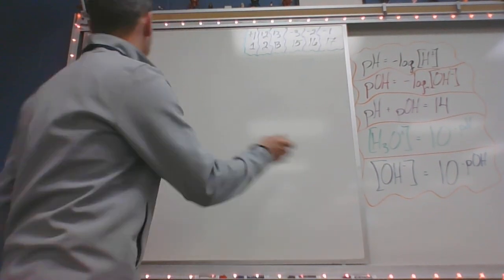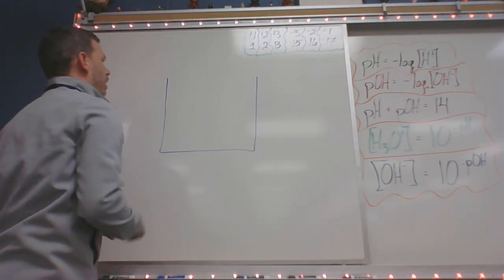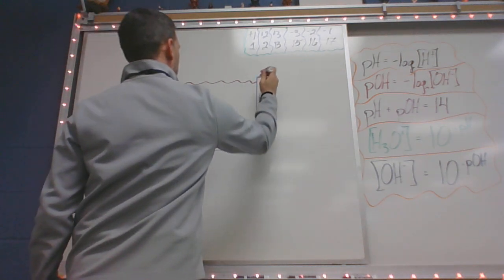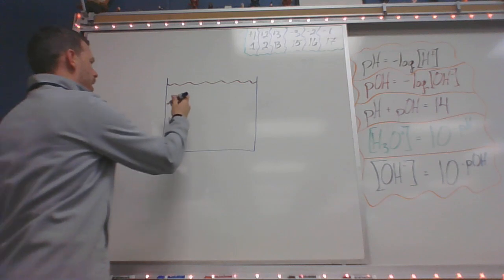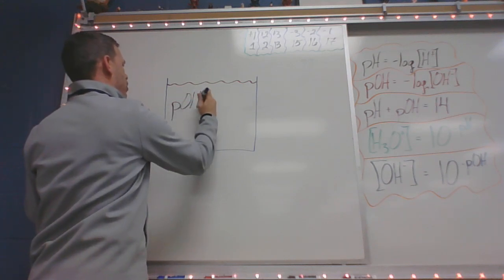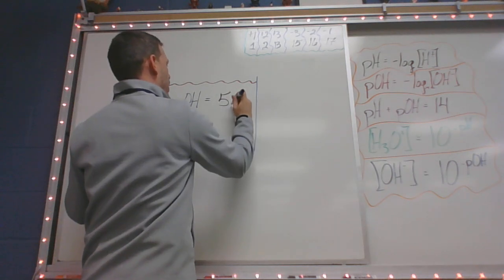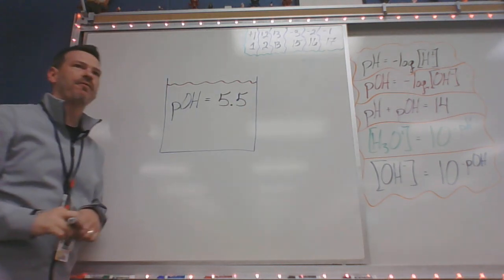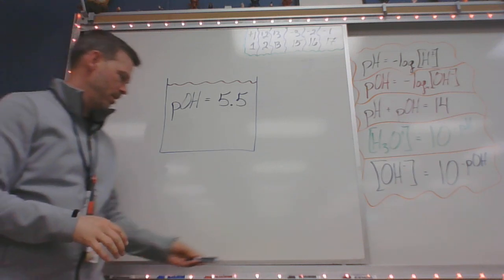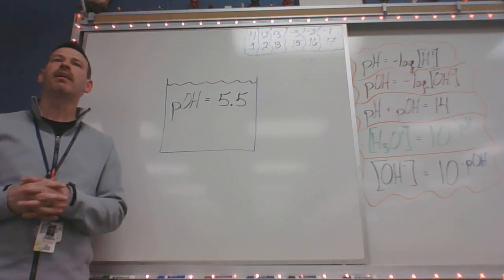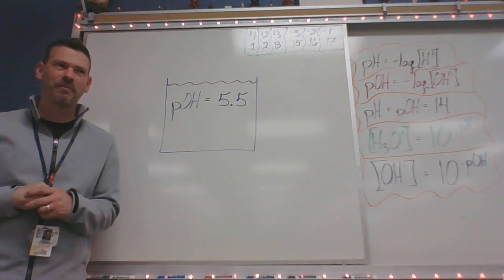Draw a beaker with me. Let's put a solution in that beaker. And let's assign a trait to it. The solution in this beaker has a pOH of 5.5. Yes, you could have decimals. They don't have to be whole numbers. I want you to silently think about a pOH of 5.5, and let's draw a card.